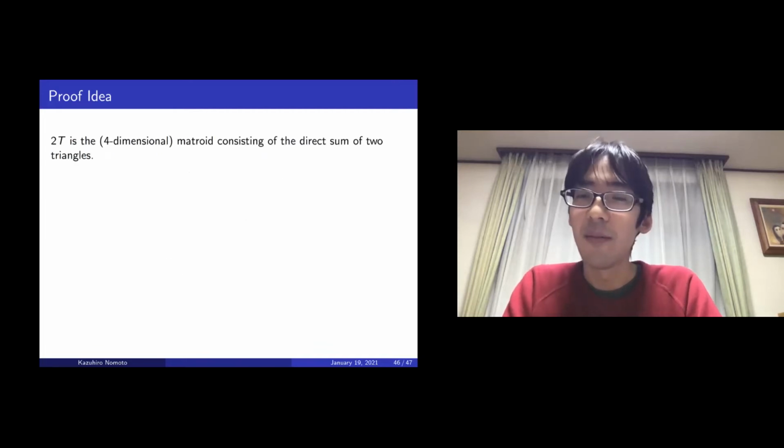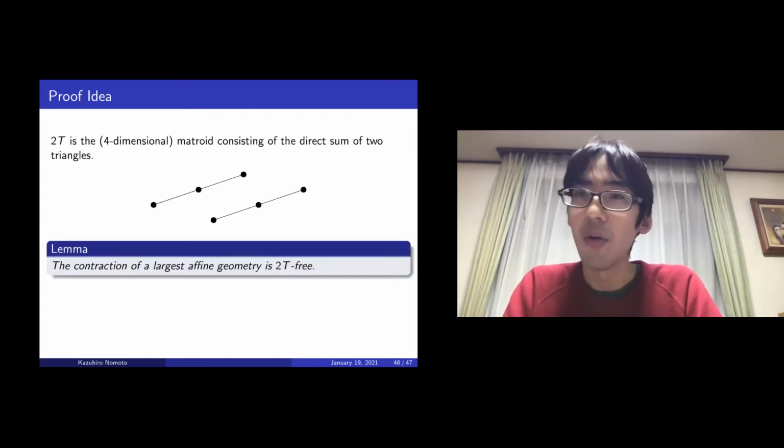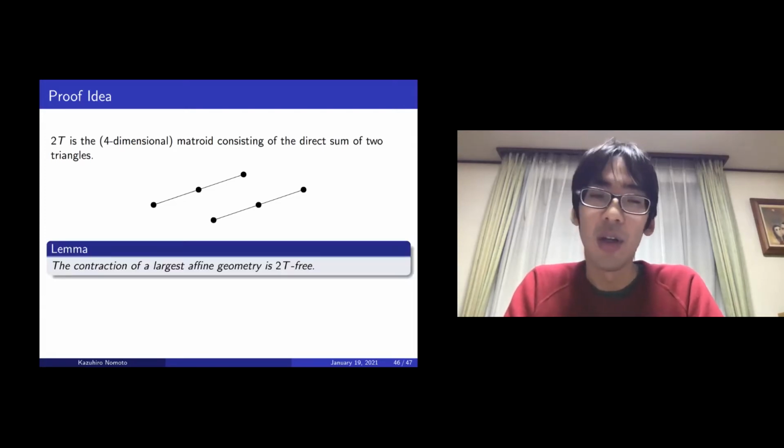So here's my final slide. What we end up doing is we consider another matroid, which is called 2T. As the name suggests, it's just 2 triangles. So it's a 4-dimensional matroid, a direct sum of 2 triangles. This is the matroid. What we can show is that if you take the contraction of a largest affine geometry, then it's going to be 2T3.